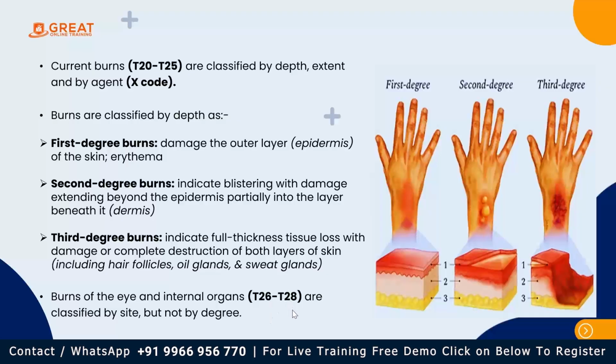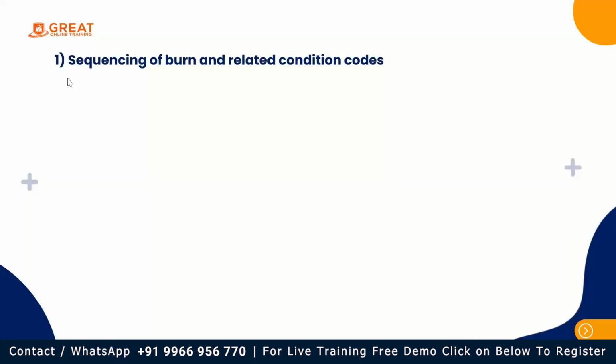Your alphabetic index will guide you accordingly. You just have to follow the instructions the alphabetic index and tabular index give you. Classified by site but not by degree. Skin related burns we classify by depth and extent. Extent means degree. But burns of the eye and internal organs are classified by site, not by degree. Clear? So we'll see now the guidelines.